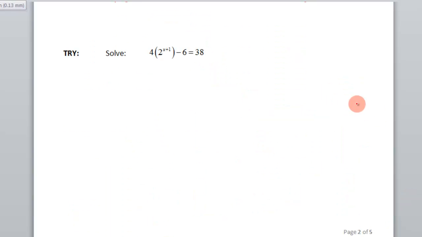Actually, I have one for you to try now. So see if you can find the x that satisfies this statement. So solve it using the same thing. Remember, isolate the exponent.